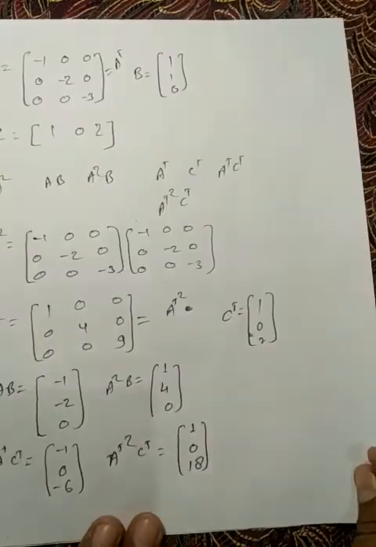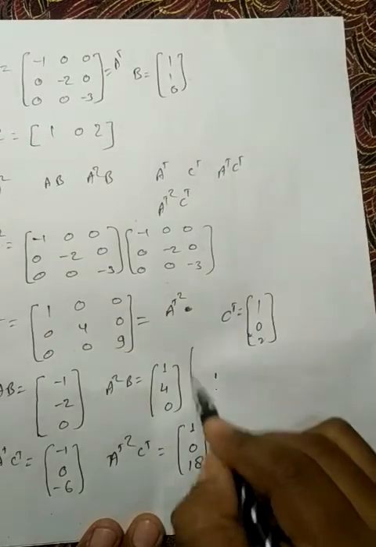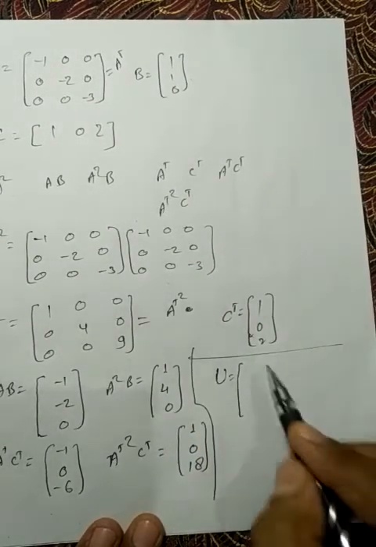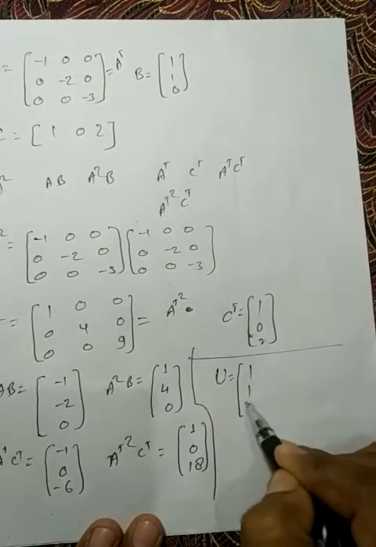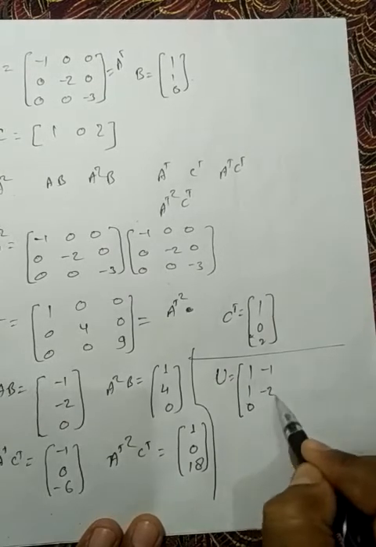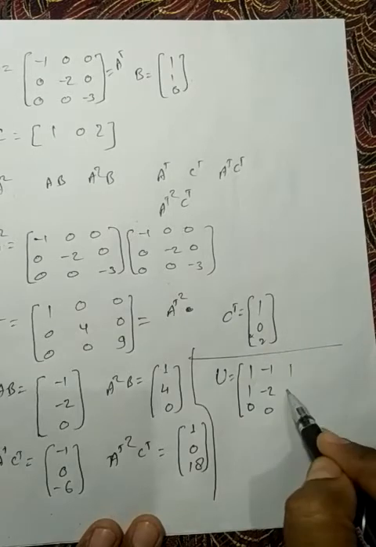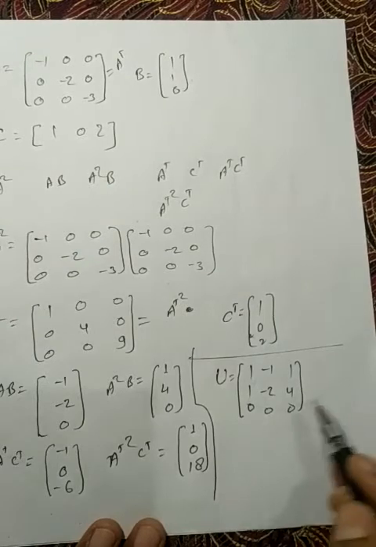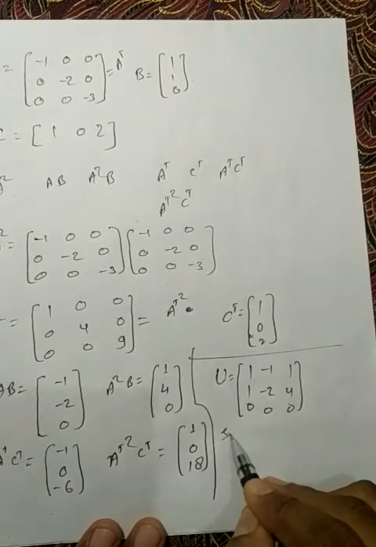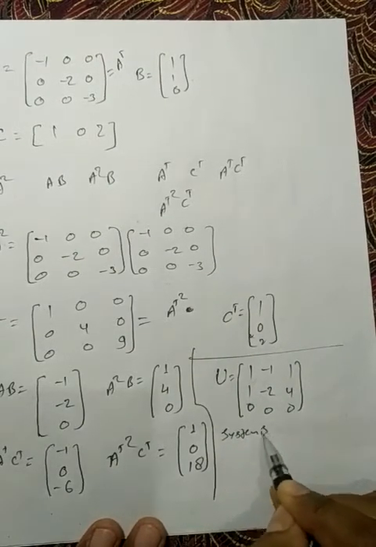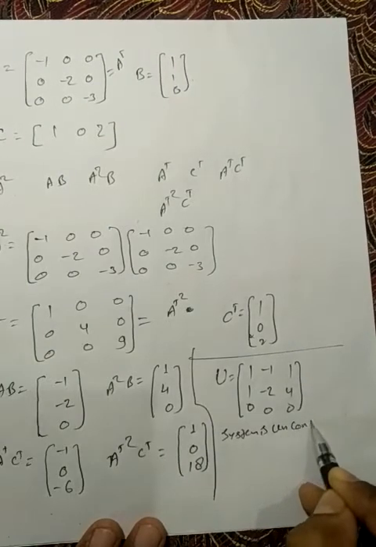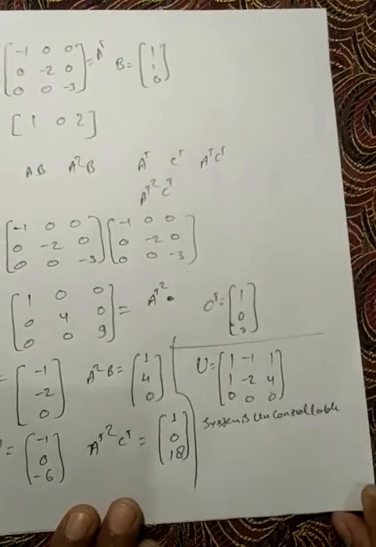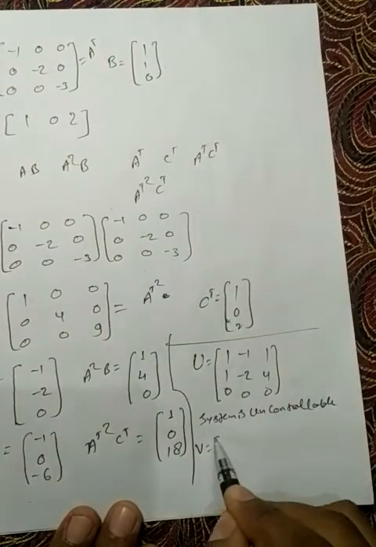And now the controllability test matrix U is 1 1 0, -1 -2 0, and 1 4 0. Obviously its rank is not equal to 3. The system is uncontrollable.